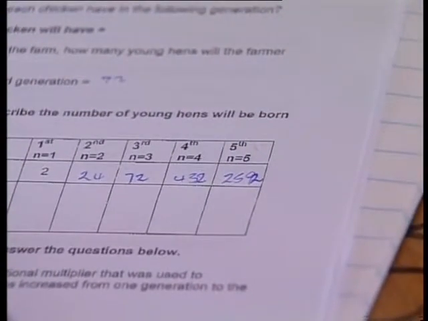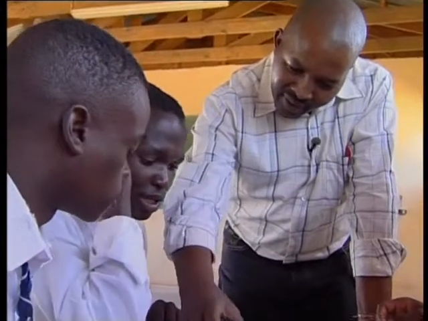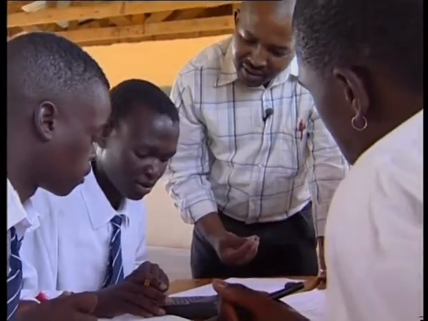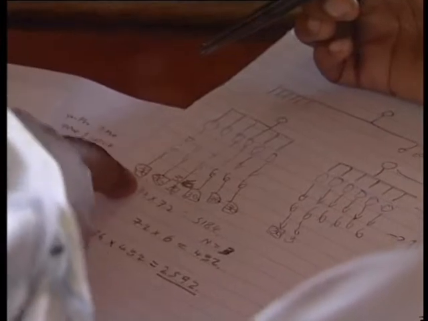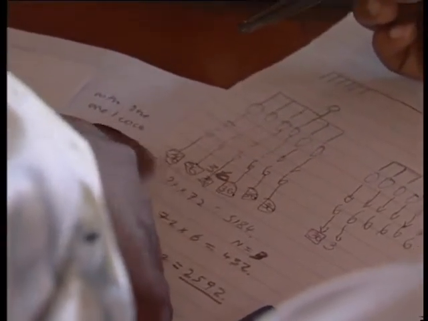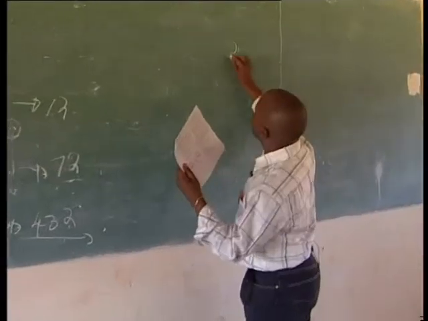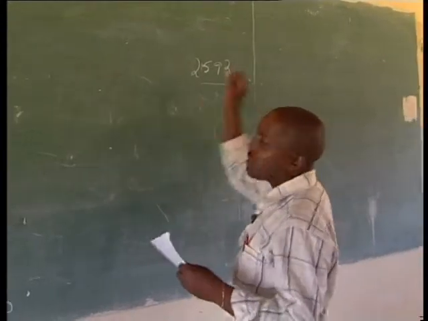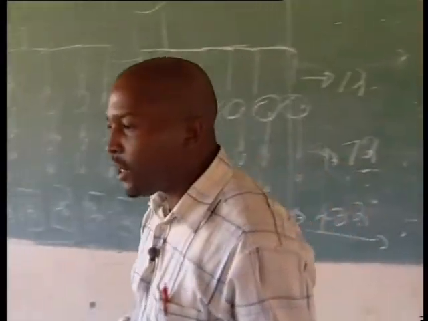How did you find this 2,592? 432 times a 6. Why did you multiply by 6? Each hen produces 6 from each generation. We have come to 2,592 as the total number of chicks in the fifth generation.